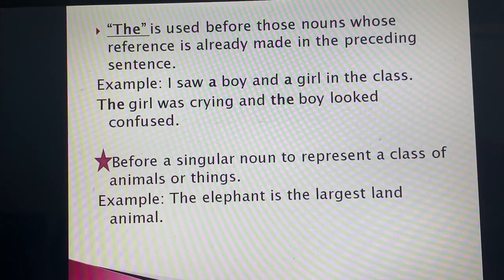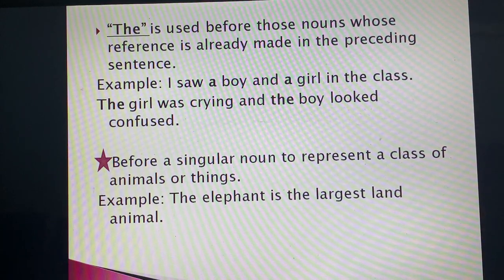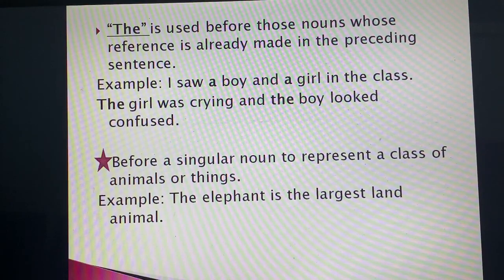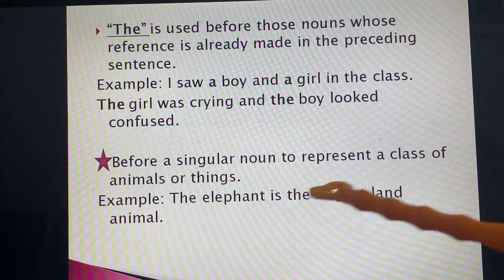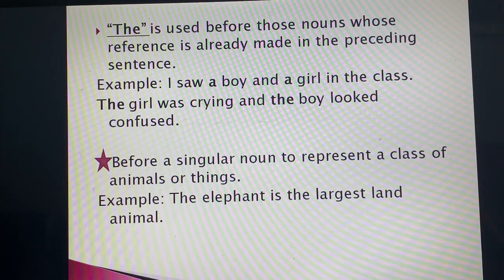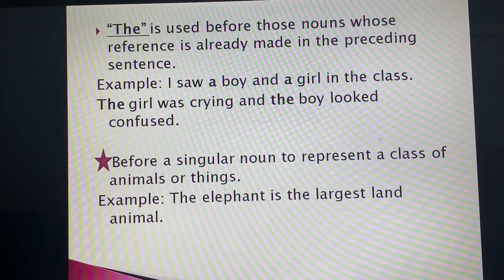Okay. The is used with a singular noun to represent a class of animal. It is also used when we talk about a particular class of animal. Means, the elephant is the largest land animal. We are not talking about one elephant over here. This is a class of elephant. Fine.